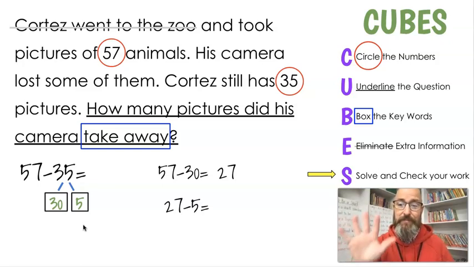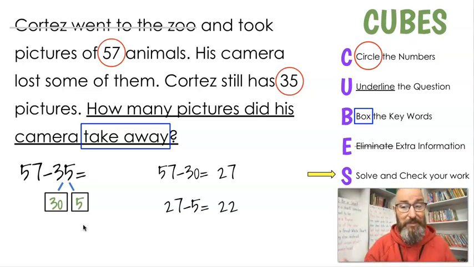27 minus 5. Again, just take away 5. It's okay to use fingers. 26, 25, 24, 23, 22. Did you get 22 as well? I did. So we've subtracted the 30, we've subtracted the 5, and we have 22, which means that 57 minus 35 is 22, which means his camera took away 22 pictures.